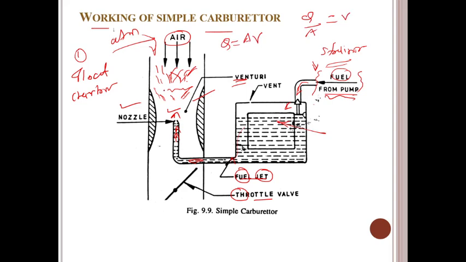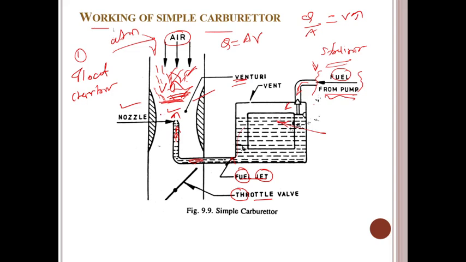Means suddenly there is a decrease in the area, and the velocity of the air rises here. The velocity will increase because the area decreases in that venturi section, guys. So this difference in pressure induced between the float chamber and the main nozzle causes the fuel to mix with the incoming atmospheric air. The increased velocity of air after the venturi partially vaporizes the fuel.